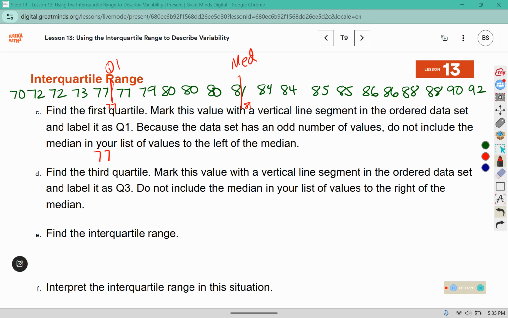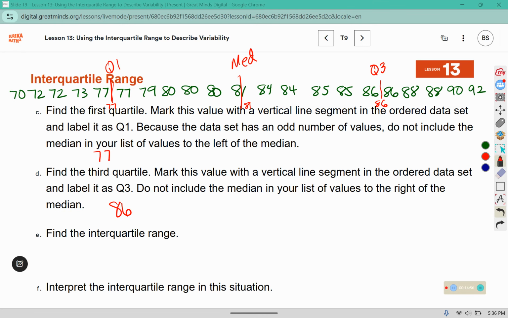Find the third quartile. Mark this value with a vertical line segment in the ordered data set. Again, do not include the median in your list of values to the right. So we need 5 here. 1, 2, 3, 4, 5. And there should be 5 on the other side. 1, 2, 3, 4, 5. So we've got that Q3 here. In between 86 and 86 would be just 86 for our third quartile.